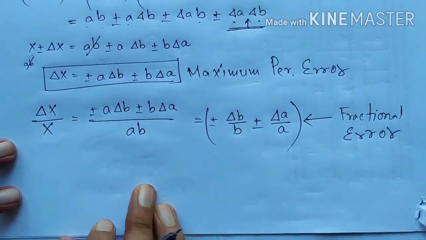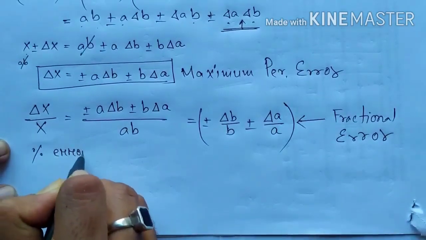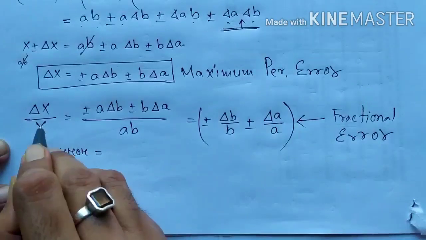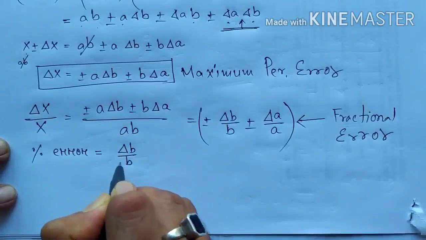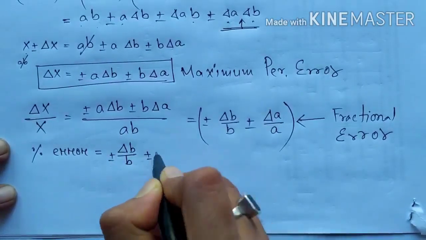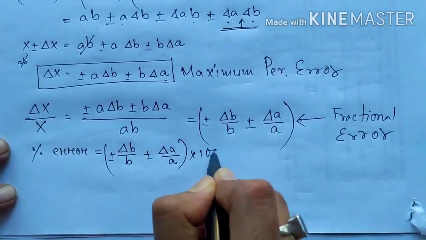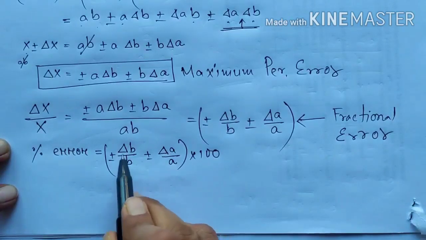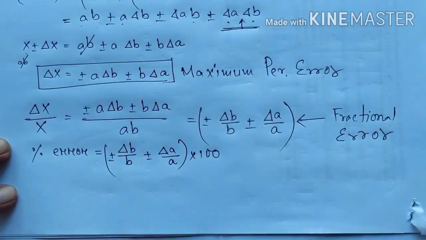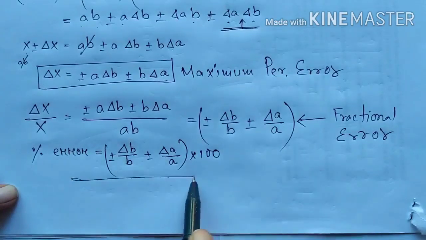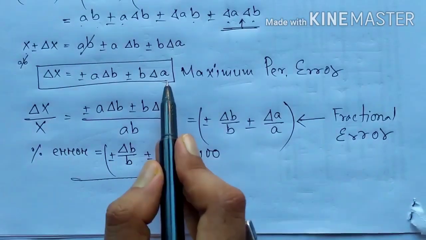So now I think you can easily write the expression of percentage error. This will be delta x by x into 100. That means plus minus delta A by A plus minus delta B by B into 100. There is no harm in writing this term first and this term second. So this is the expression of percentage error, this is the expression of fractional error, this is the expression of maximum permissible error.